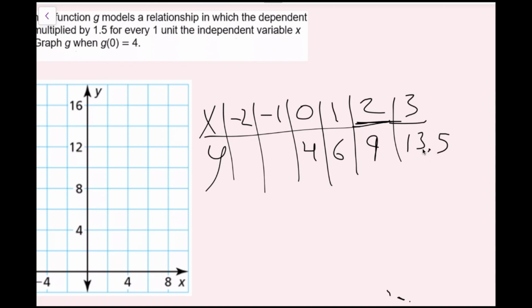Anyway, going the other way, I'm actually dividing by 1.5 here. Okay? So 4 divided by 1.5, that's the same thing. Dividing by 1.5 is the same thing as multiplying by the reciprocal of 1.5, which is 2/3. Okay, so 2/3 of 4 is going to be 8/3, or 2 and 2/3.